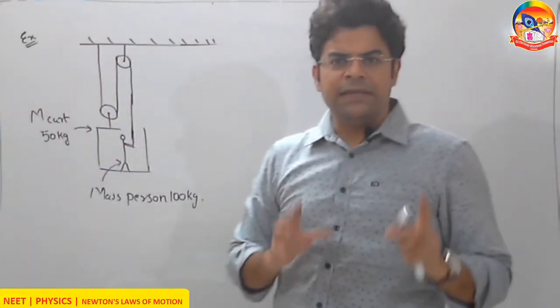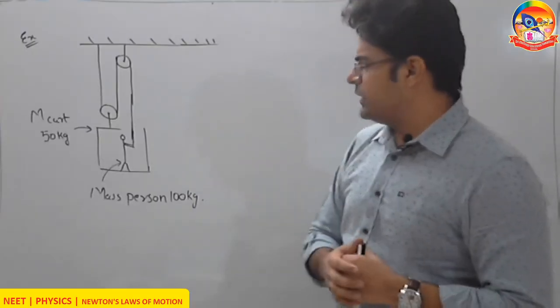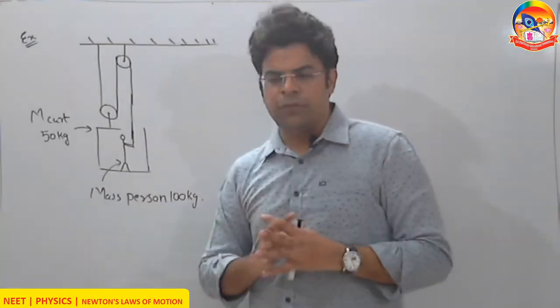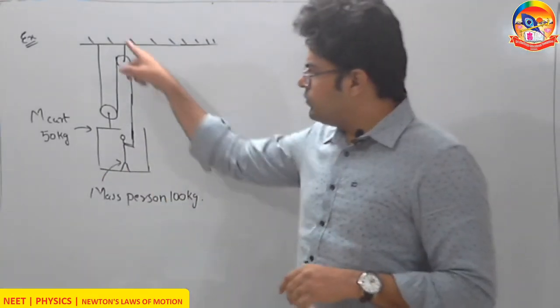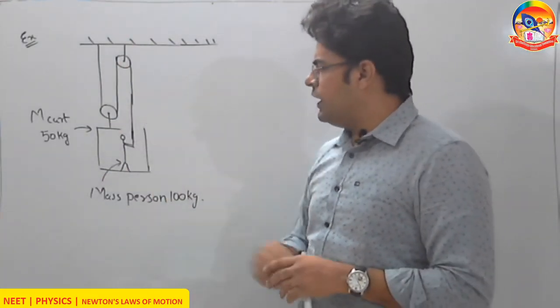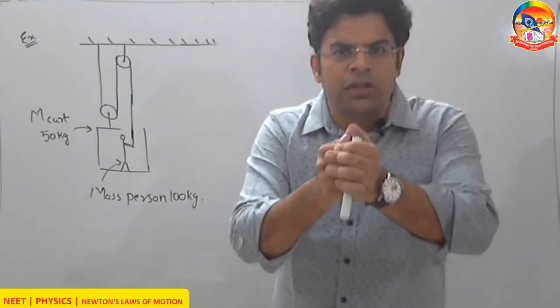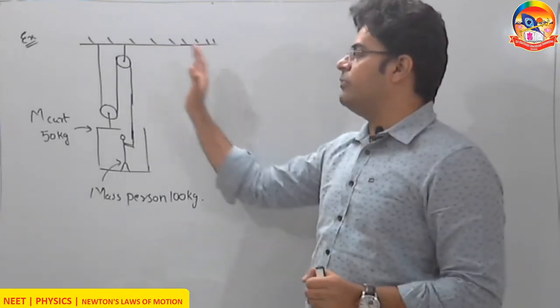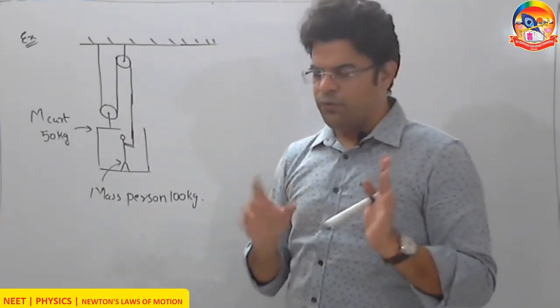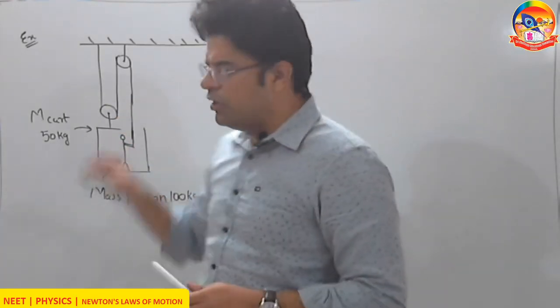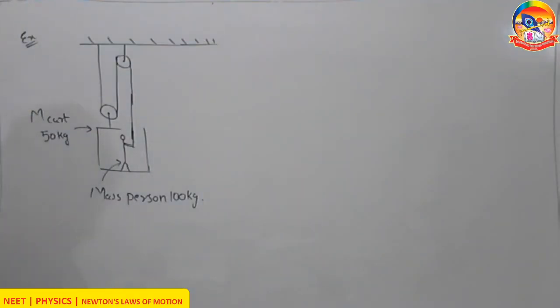Okay, so now let's conclude Newton's law with this example. There is a person of mass 100 kg standing in a cart of mass 50 kg. The string passes over a series of pulleys and the person holds it. The question is, how much force must the person apply on the string so as to keep the system in equilibrium? That is the first part. Somebody might start thinking how to solve this question, but this is a very easy question.